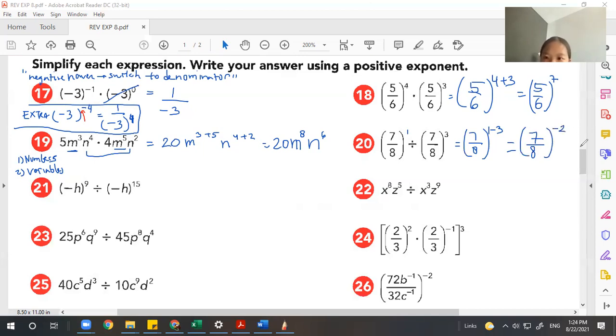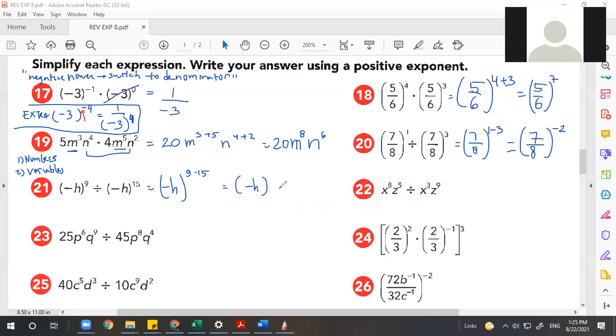-2. Cool. Okay, so next we have the same base again, -h and -h. As simple as this, -h to the power of, don't forget to put the bracket because they have bracket, so you have to put on the bracket as well. Okay, so what is the power then? 9 minus 15. So your final answer will be -6. Cool, -6.